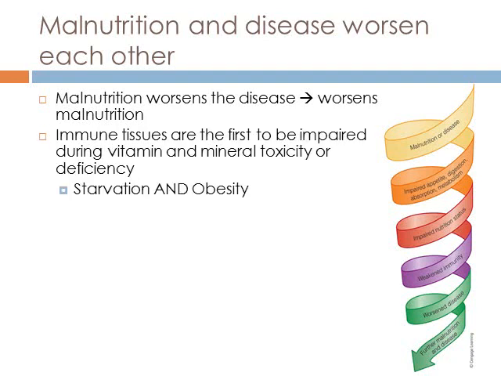During malnutrition, immune systems or immune tissues are the first tissues that are going to be impaired from both vitamin or mineral toxicity or deficiency. And again, this can arise from starvation, so not having enough of a certain vitamin or mineral, or obesity when maybe an individual has too much of a certain vitamin or mineral.